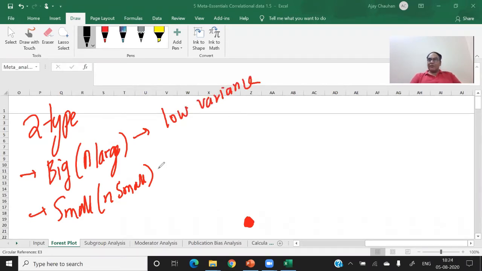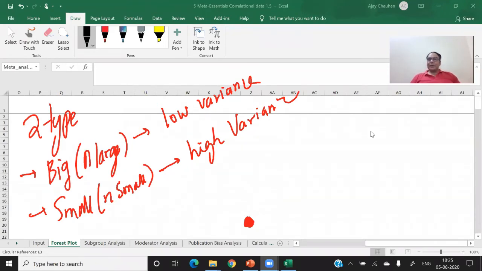I hope you agree with me. A small study has high variance. Small studies have high variance. I hope there is no doubt in it, because we have been discussing these concepts for the last 4 days. There are two types of studies, big studies and small studies. Very good. I hope there is no confusion.